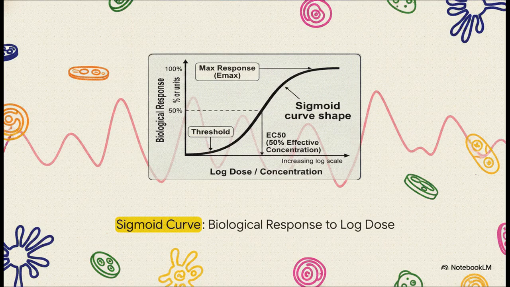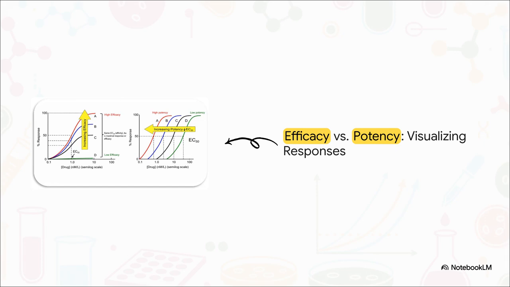Let's build on that and clear up two terms that get confused all the time: efficacy and potency. Thinking about efficacy, that's your vertical height, the absolute maximum ceiling effect a drug can achieve, or 100% response. You can have different drugs with totally different efficacies, but if these start their climb at the same horizontal point, they actually share the same affinity, or EC50.